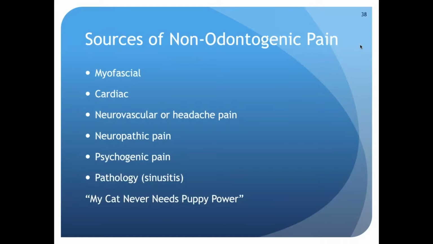So sometimes our pain is not from an odontogenic source. And these are some pretty common sources of non-odontogenic pain. So myofascial, so muscular pain, from clenching, grinding, something like that. Cardiac pain, obviously, an MI can refer to the jaw oftentimes. There's neurovascular or headache pain, neuropathic pain, some kind of pathology in the nerves, psychogenic pain, and then pathology, like your sinusitis. So a good mnemonic for this is my cat never needs puppy power, to remember those.